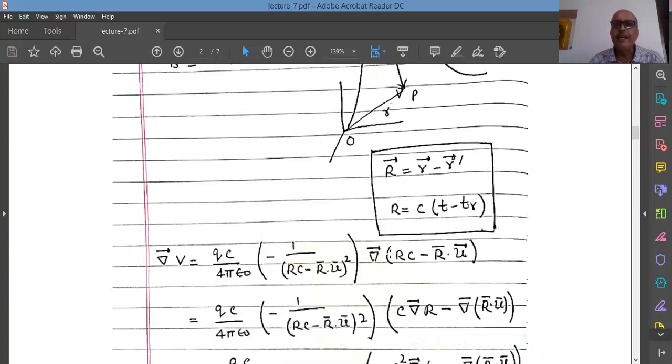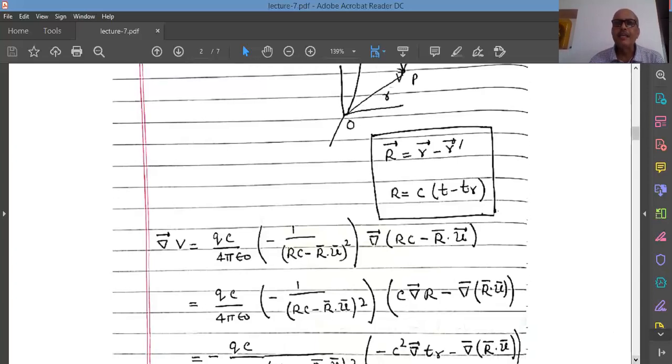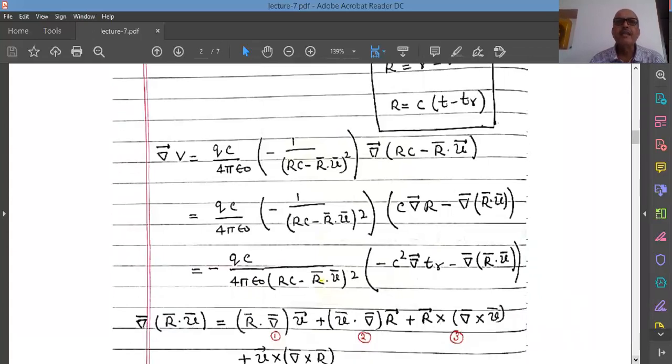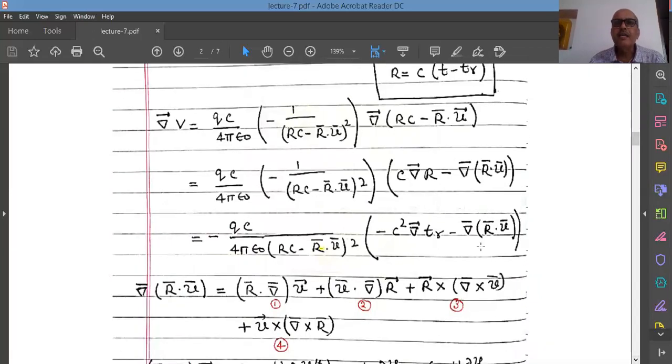Now we take the gradient inside the bracket. Since c is a constant quantity, we will write it as c times gradient of R. Be careful with mod of R and the vector R. Vector R and mod of R are two different parameters, so you have to be careful while working out the expressions for E and B. So here, c into gradient of R.